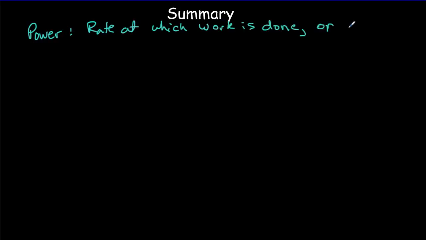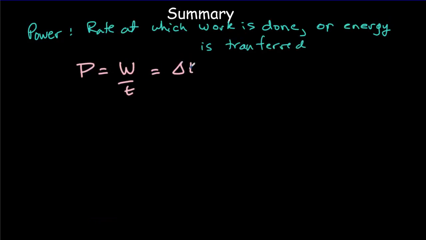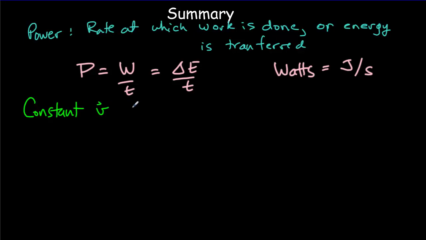Let's summarize the big ideas from the video. The first was that power was the rate at which work is done, or the rate at which energy is transferred. So we had this equation that power is equal to W over T, or change in energy over T. And the units would be the watts, which is equal to a joule per second. We saw that in the case that we had something moving with a constant velocity, that we could write the power as equal to the force times the speed.